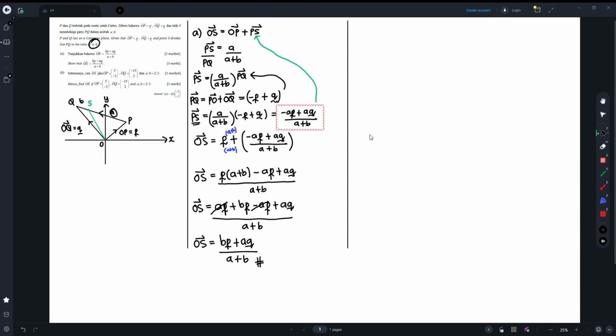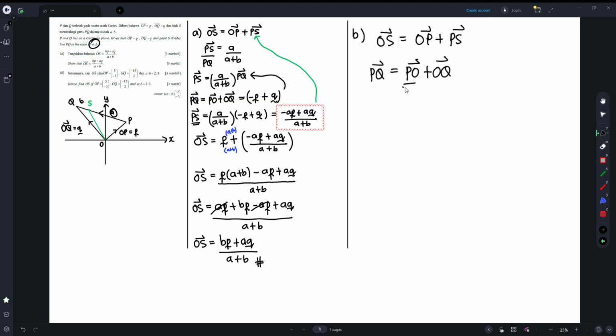So our part A is as simple as that. We can now move on to part B. Part B is also simple, not very difficult or complicated. We just need to update the information given into the main question, and we're going to answer it as simply as possible. So first, we're going to use the same equation, which is OS equivalent to OP plus PS, and we know for a fact that PQ is equivalent to PO plus OQ.